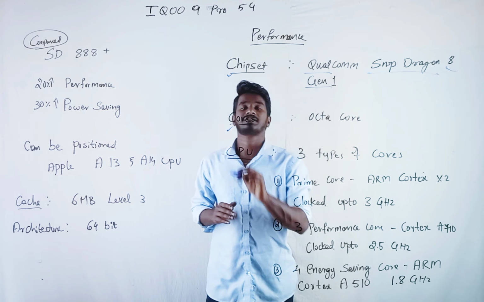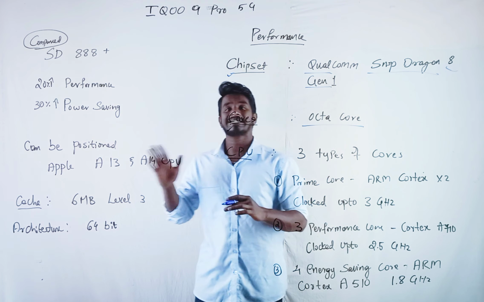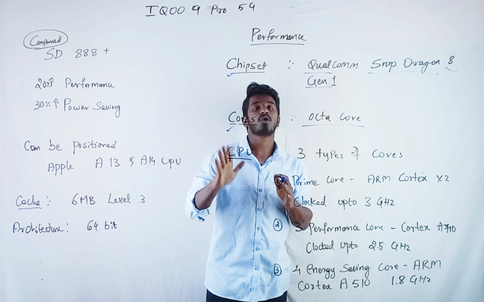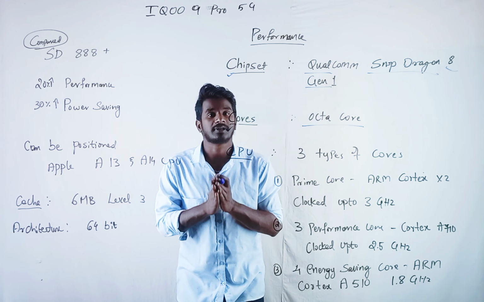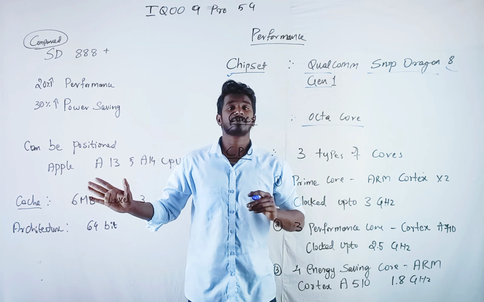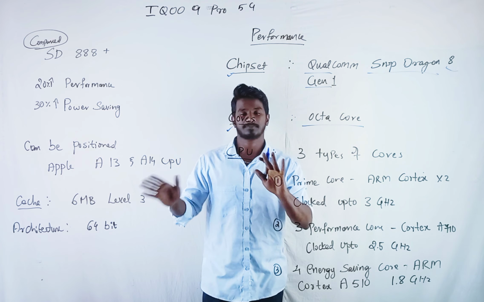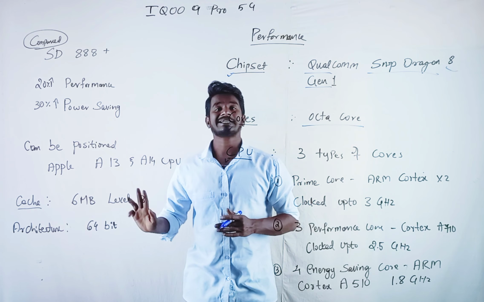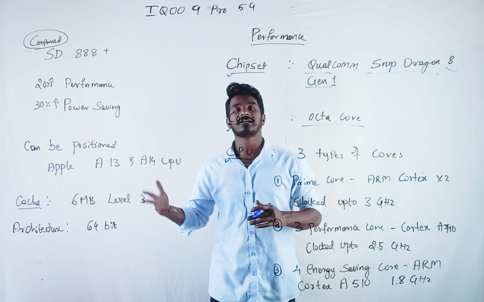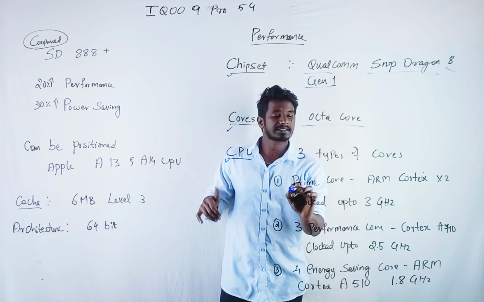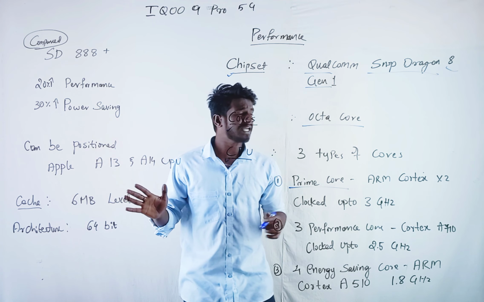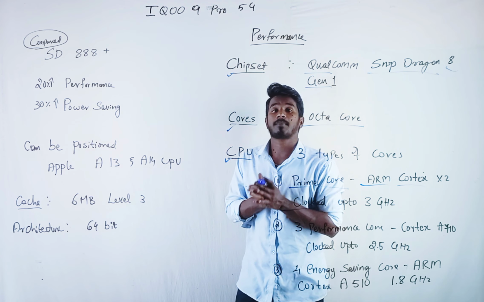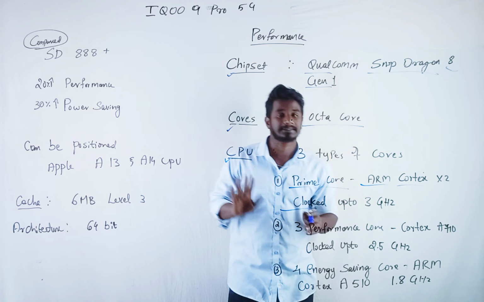The chipset is octa-core, that is 8 cores. More cores means more performance for any machine. So 8 cores means it will be faster. Fine. The CPU has three different types of cores. One is the prime core, based on ARM Cortex-X2, clocked up to 3 gigahertz.